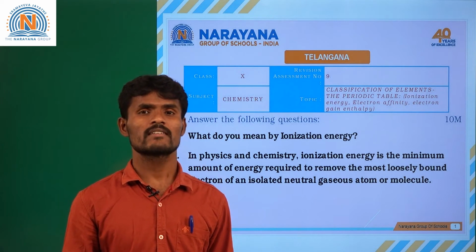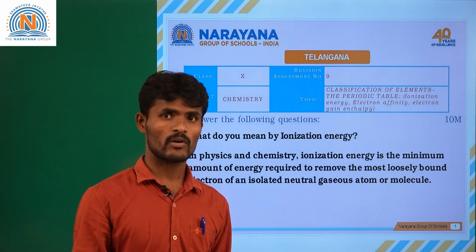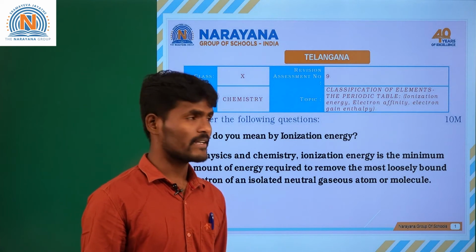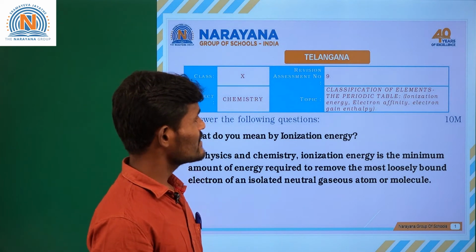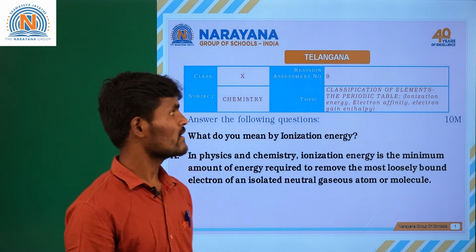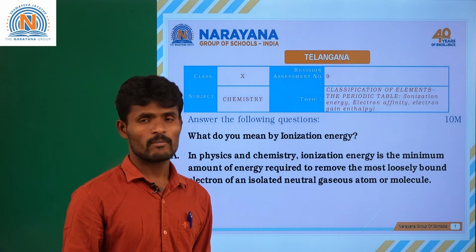Today we are going to discuss assignment number 9, 10th class chemistry. Our topic is classification of elements and the periodic table: ionization energy, electron affinity, electron gain enthalpy. We are going to discuss them one by one.